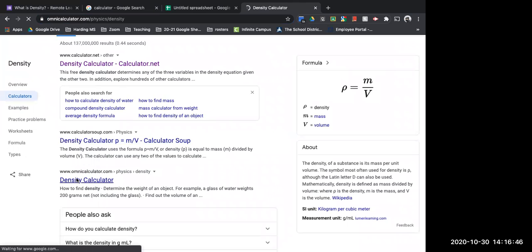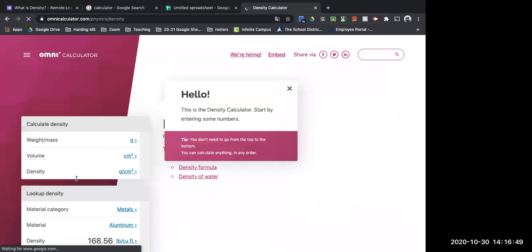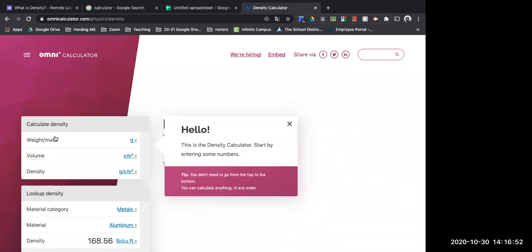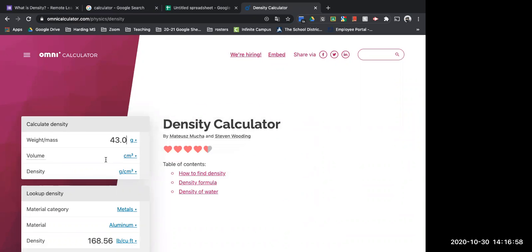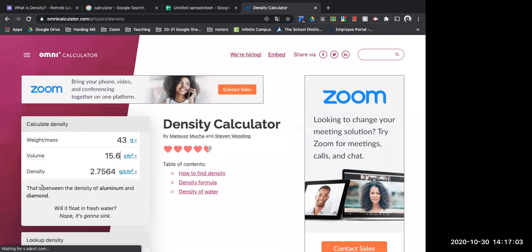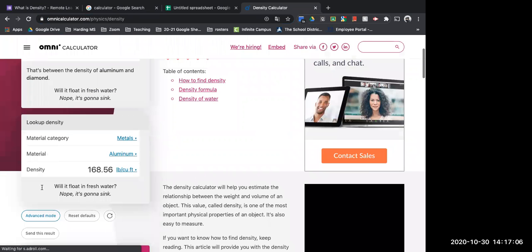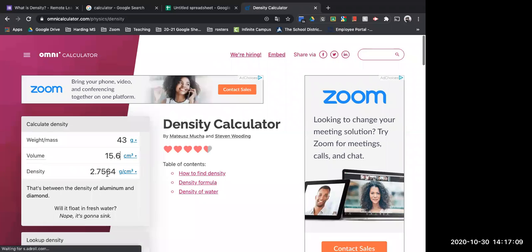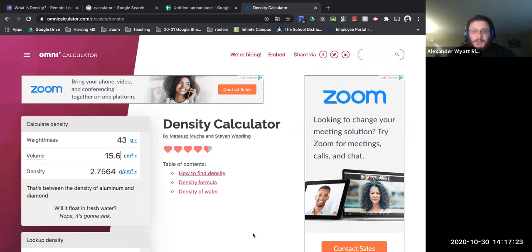Throughout the course of this semester and next semester, when we're doing physics, we will be using the Omni calculators a lot. Again, grams per centimeter cubed. So it would be 43 grams, 15.6, and it gives you the answer. Now, this one doesn't show the math for you, but if you're not asking for the math, most of the times they don't ask for the math, it gets relatively easy. Okay. So with that, it should be a relatively easy activity, and have fun with it. Okay. Bye.